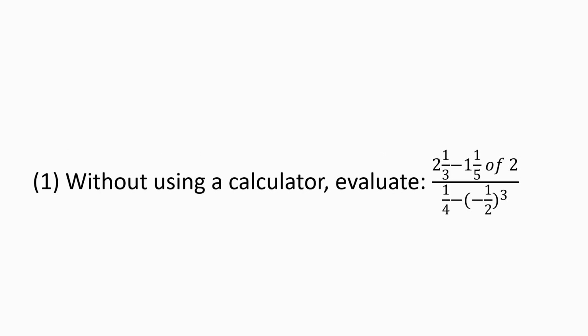Welcome to Number Crunch. Today we are tackling KCSE 2018 Paper 1 Section 1, starting from question 1. Without using a calculator, evaluate 2 and a third minus 1 and a fifth of 2 divided by 1/4 minus negative a half cubed. So we are going to use the order of operations, and that is BODMAS.